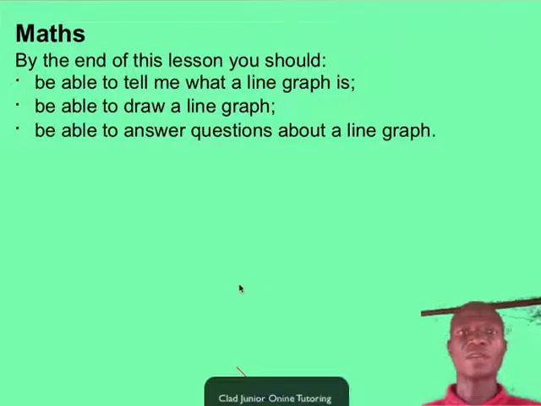We're going to talk about line graphs. By the end of this lesson, you should be able to tell me what a line graph is. You should be able to draw a line graph. You should also be able to answer questions about line graphs.